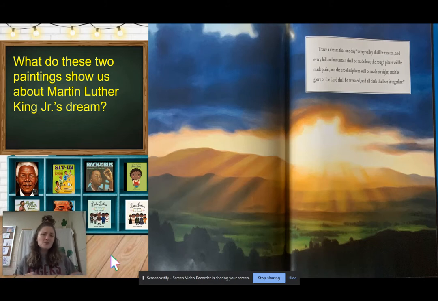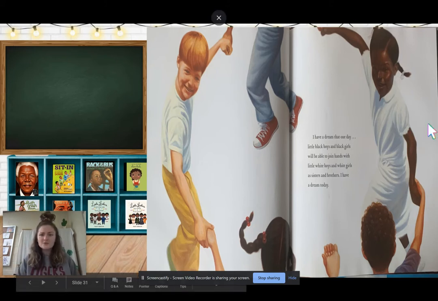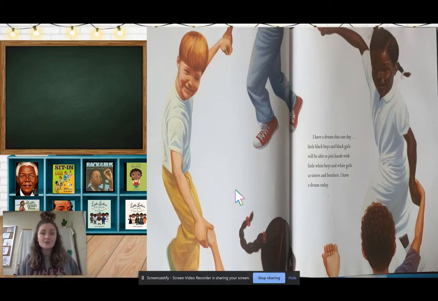So, what do these two pages, what do the paintings show us about Martin Luther King's dream? Remember, his dream is for equality, freedom, and justice for all people. How does this first painting relate to Dr. King's dream? How is this painting like Dr. King's dream? Look closely at the picture. How is it related to Dr. King's dream? Tell me in the puzzle.